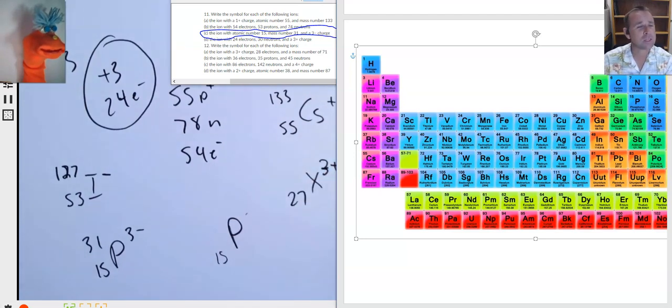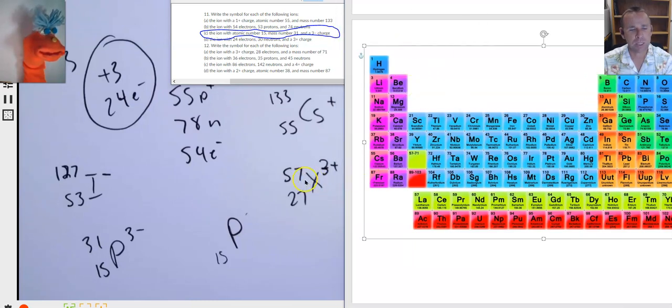And neutrons, does it say anything about neutrons? 30 neutrons. So 30 plus the 27, 57 is the mass number. Nucleons, things in the nucleus, protons and neutrons, right? That's their 57 there. Okay, and what else?